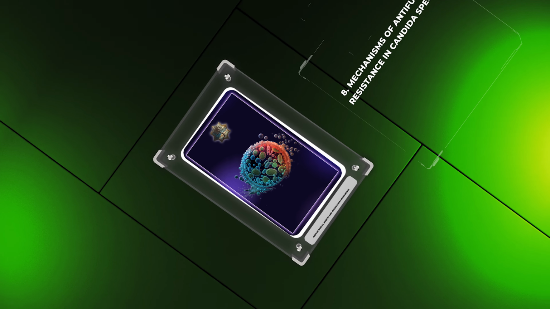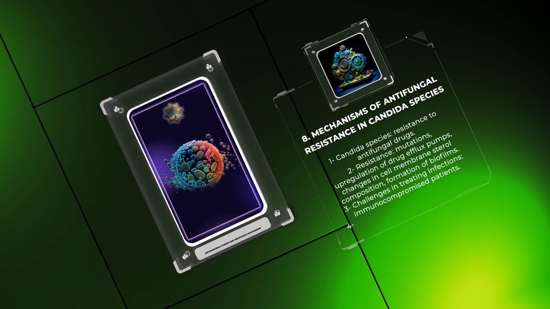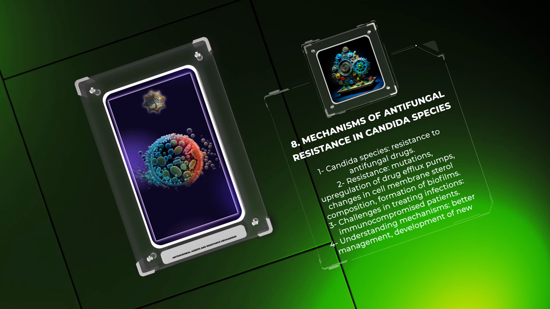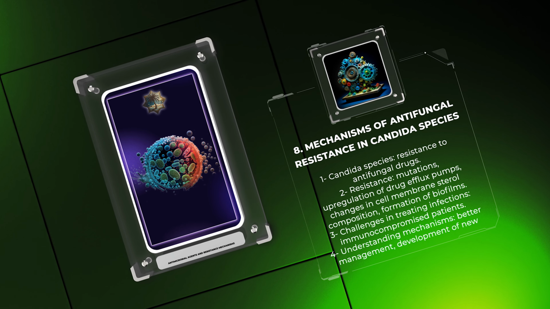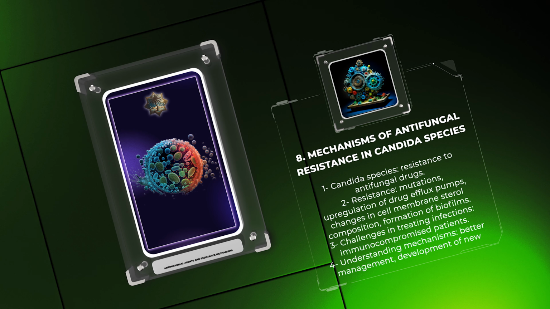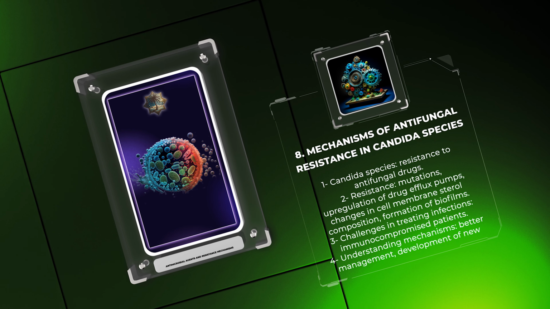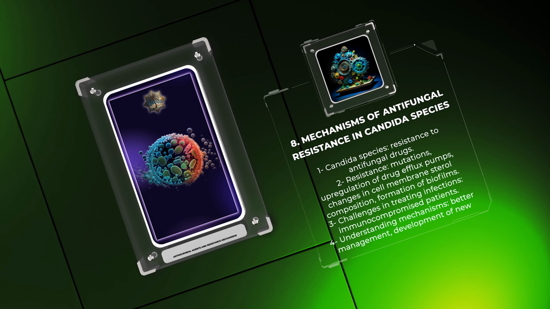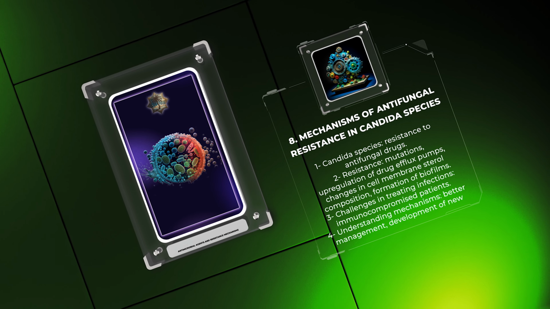In Candida species, resistance to antifungal drugs has become a problem. Resistance can occur through mutations, upregulation of drug efflux pumps, changes in cell membrane sterol composition, and the formation of biofilms. This poses challenges in treating infections, especially in immunocompromised patients. Understanding these mechanisms is important for better management and development of new drugs.